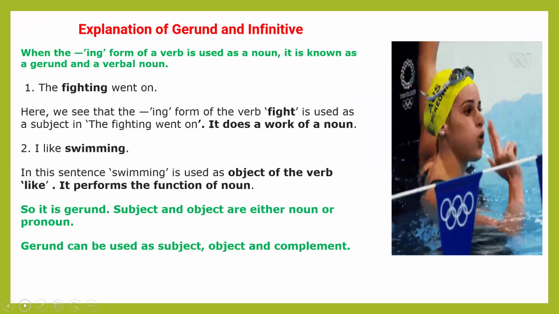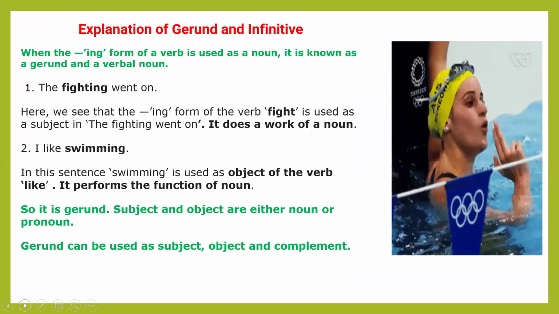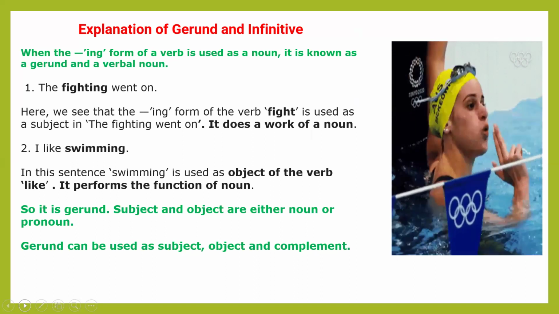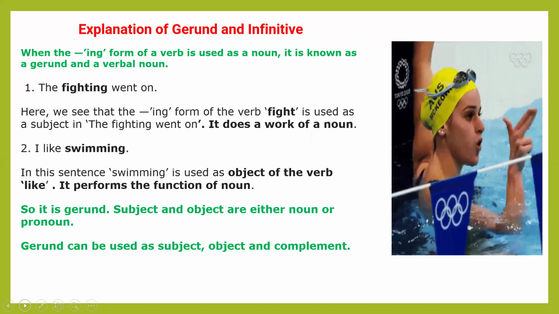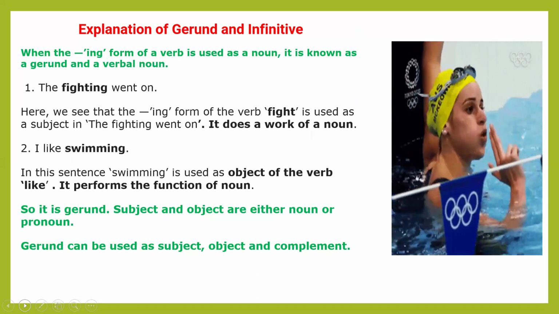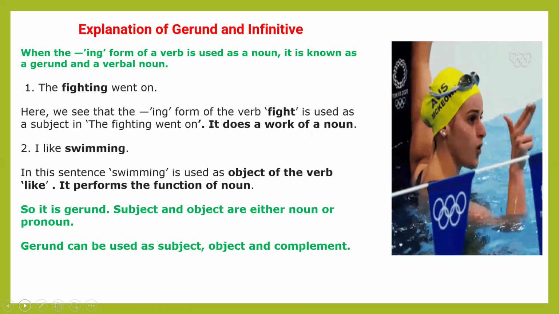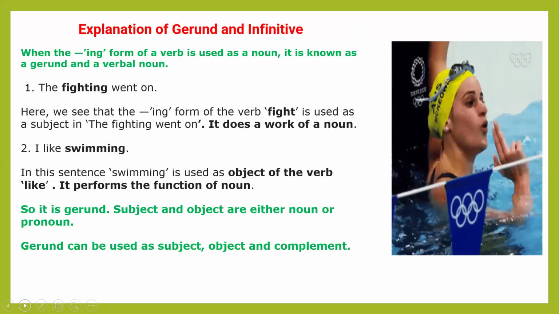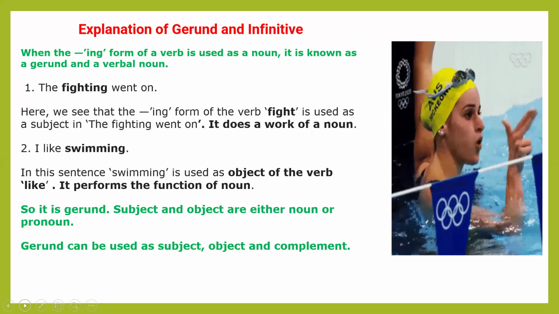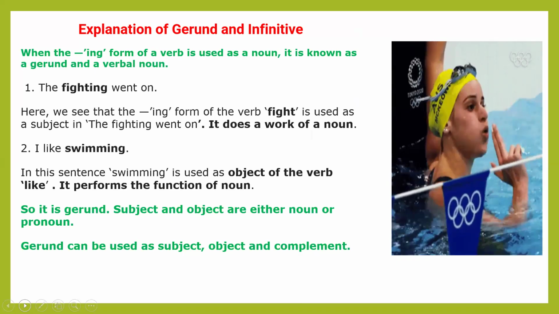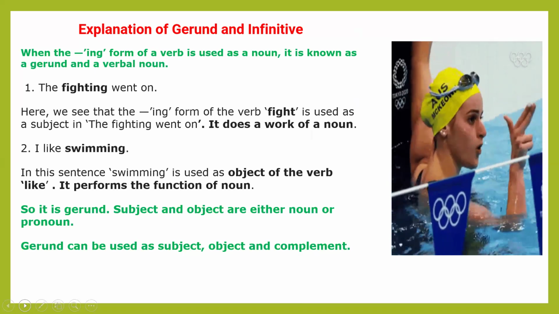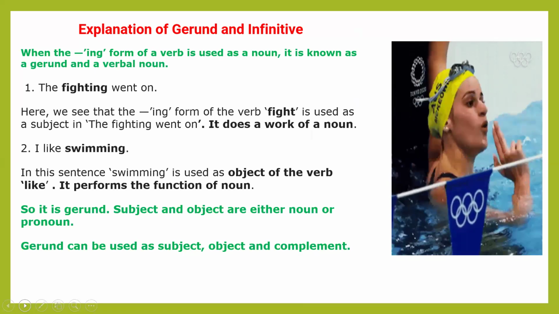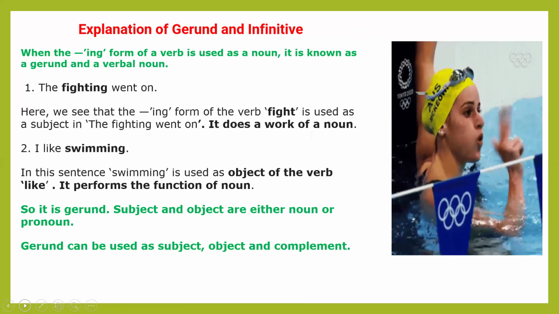Now, the next explanation of gerund and infinitive. When the ing form of a verb is used as a noun, it is known as a gerund. It is also known as a verbal noun. For example: the fighting went on. We see that ing is associated with the verb fight. The fighting went on. It does the work of a noun. So fighting here, a gerund, works as a noun.